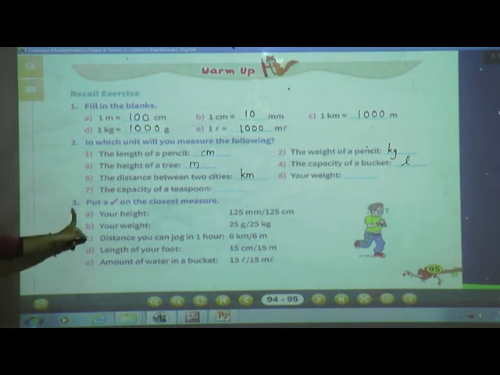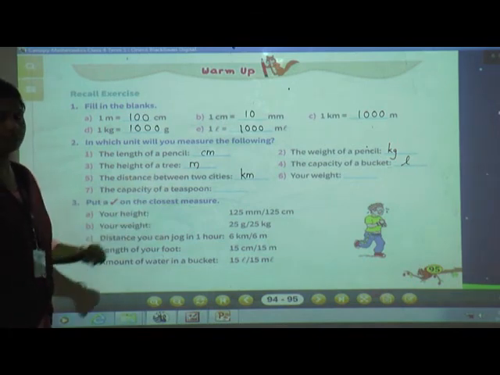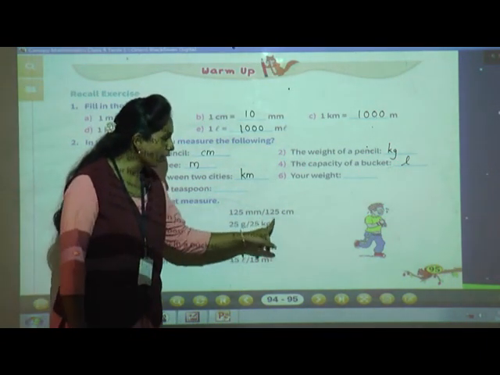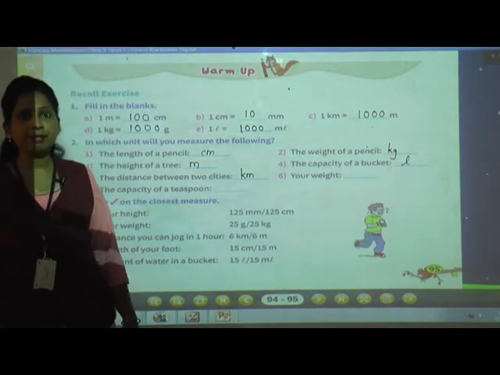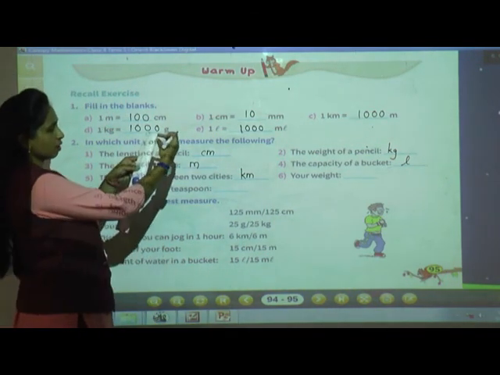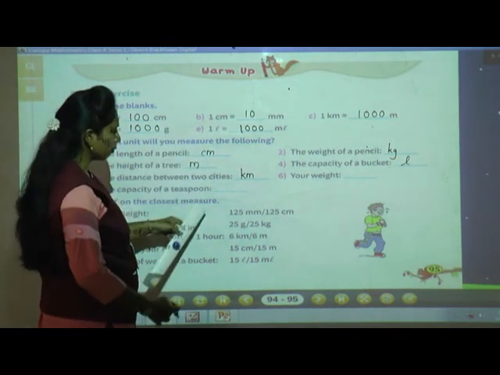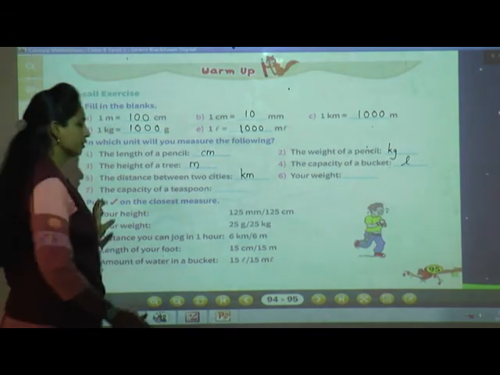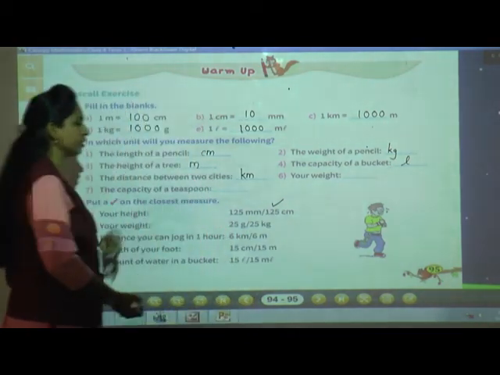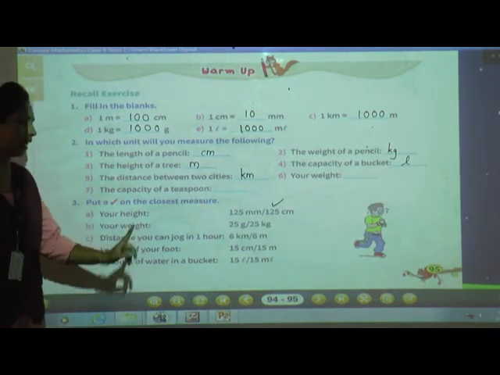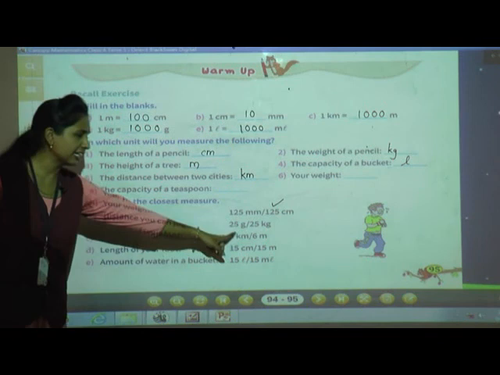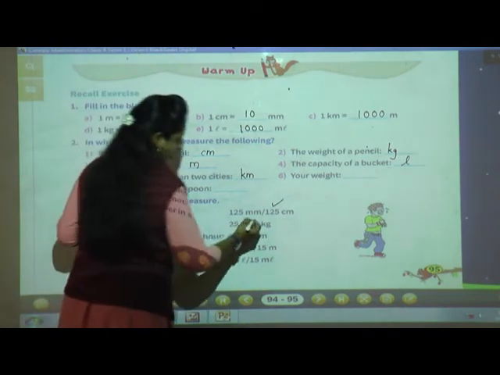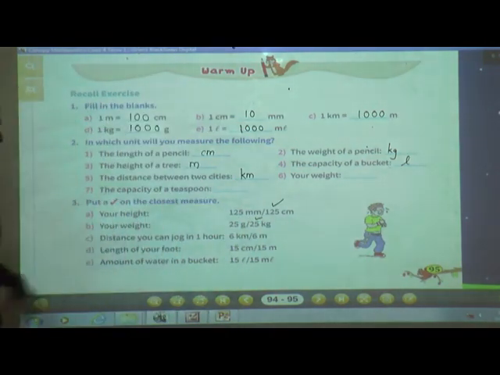Now the next, question 3. Put a tick on the closest measure. Your height. How will you measure the height? 125 mm or 125 centimeters? See, mm means very, very small. Will your height be only 125 mm? No. We measure our height in centimeters, isn't it? Now your weight. How will you measure your weight? In gram or in kg? Yes? Kg. Gram is very less.